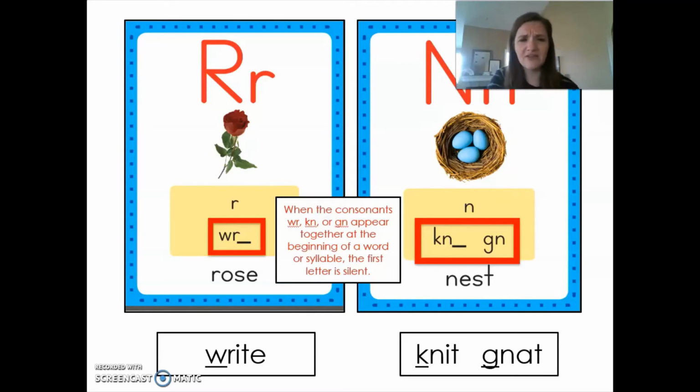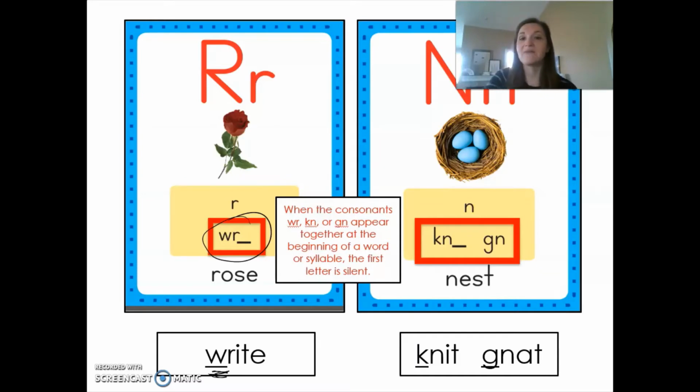And one of them you're very familiar with, this one right here, WR, just sounds like a R. Okay, so they are working as a team, but we are only hearing the R in this. Words like write. Okay, you know how to write a paragraph. That is a time when we see WR, but we really only say the R sound.